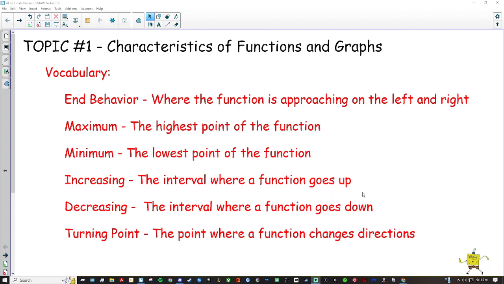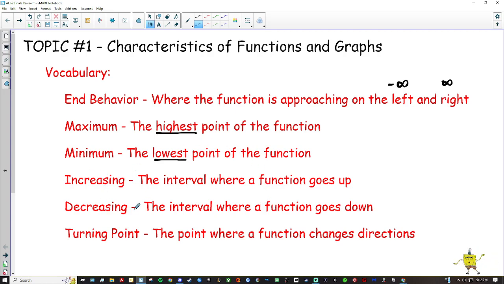In topic 1, our important vocabulary is end behavior. This is where the function is approaching, both on the left and the right. Remember, the left side of a function is negative infinity, and the right side is positive infinity. Next, we're going to talk about maximum and minimum. This is your highest and your lowest point.